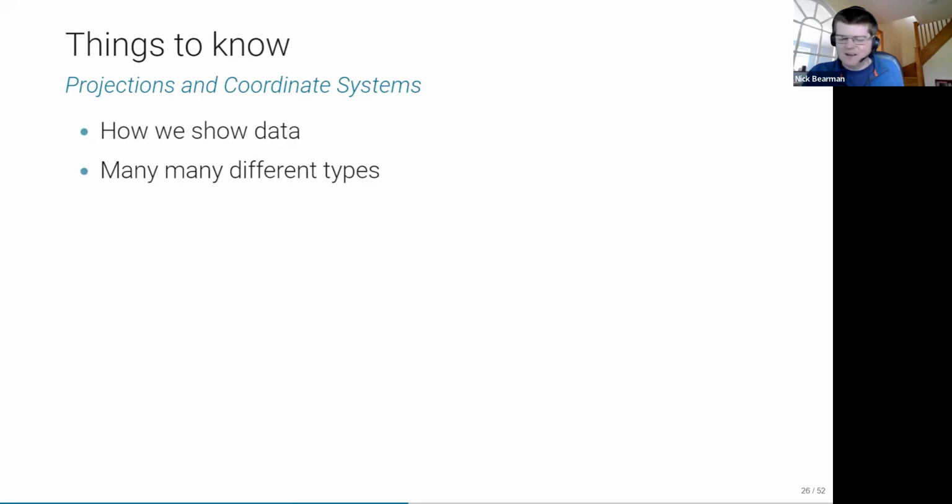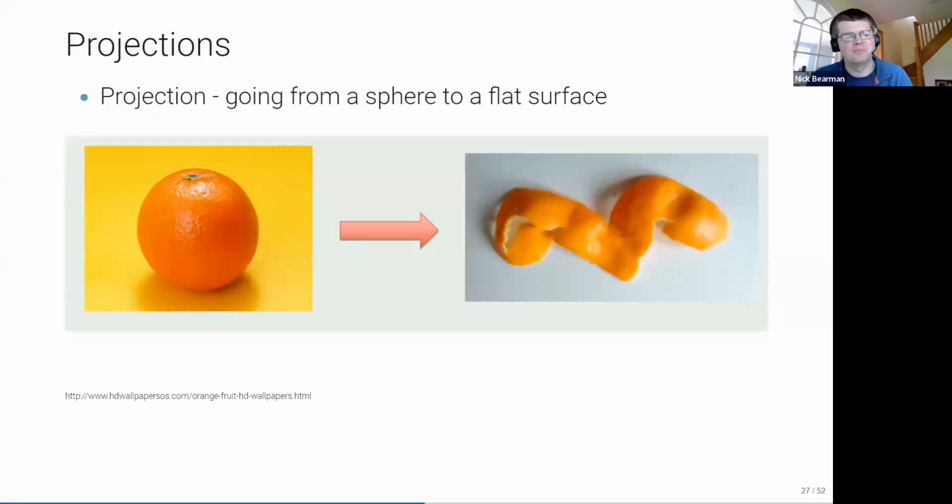I wanted to mention a couple of terms that I think would be worth knowing if you're interested in getting more into this. So these are projections and coordinate systems. And these are fundamental to how we think about space and how we show data. So the Earth is a 3D object, it's sphere-ish, but most of the maps we work with are flat pieces of paper. So how do we deal with this?